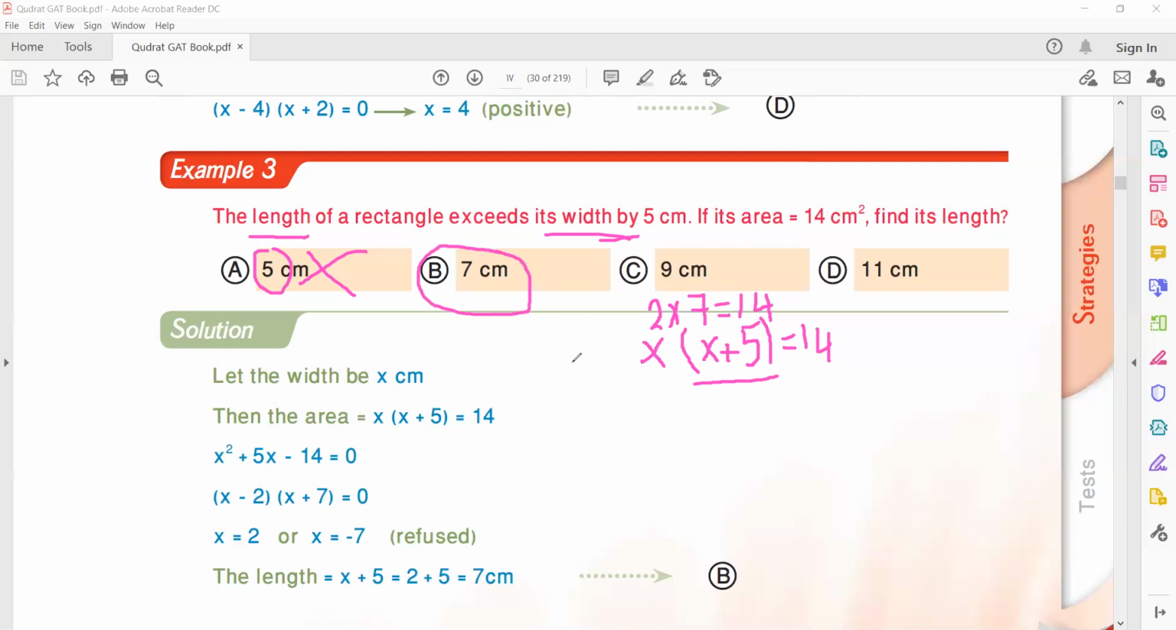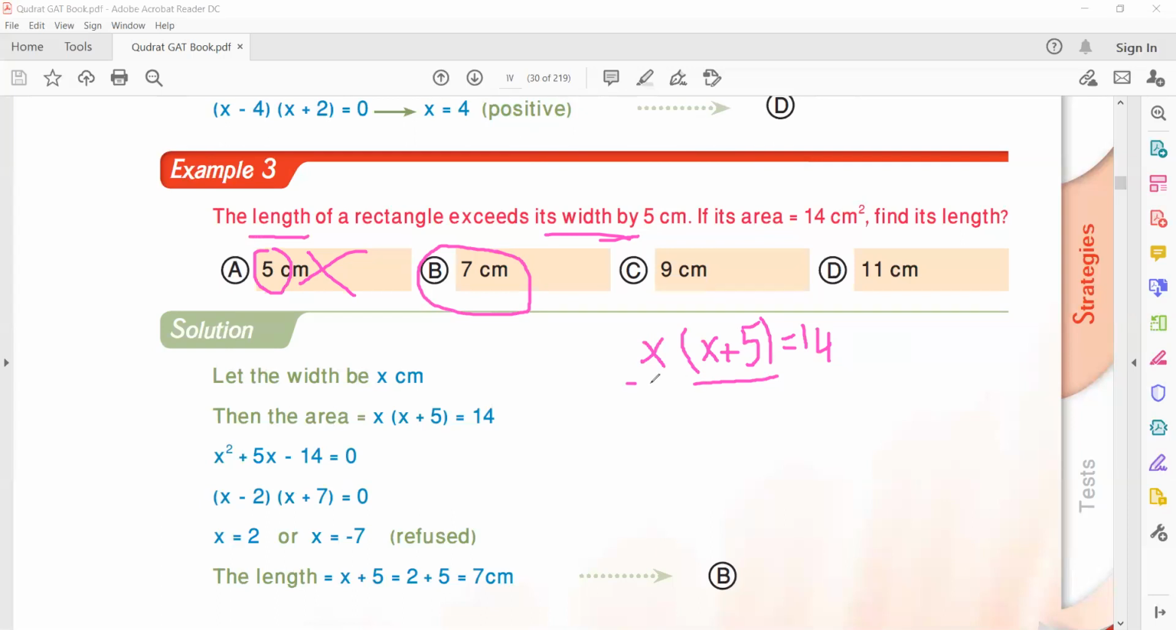This is without solving the equation. I only try it from the answer, then I get the answer. Okay, if you want to solve the problem, you also have two ways. Maybe you think about it.